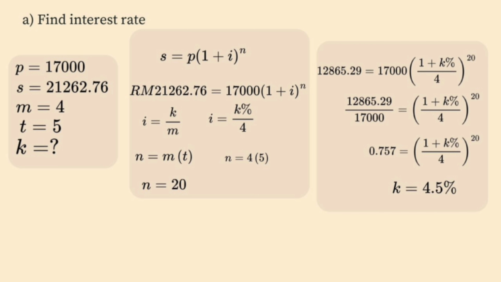t is 5 years, so first we have to use this formula. n is equal to 4 times 5, so the total of n is 20. Insert all the information given into the formula: 21,262 ringgit 76 cents equals RM70,000 in bracket 1 plus k% over 4 close bracket to the power of 20. So the final interest rate is 4.5%.